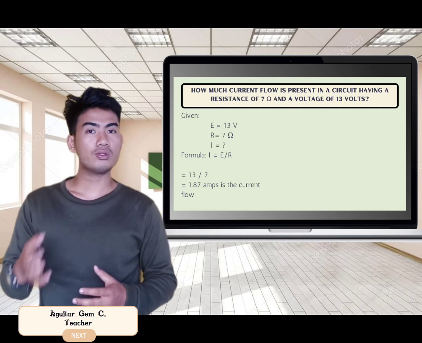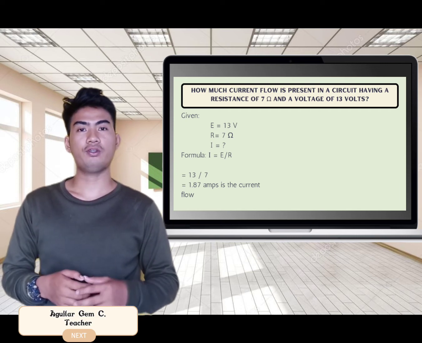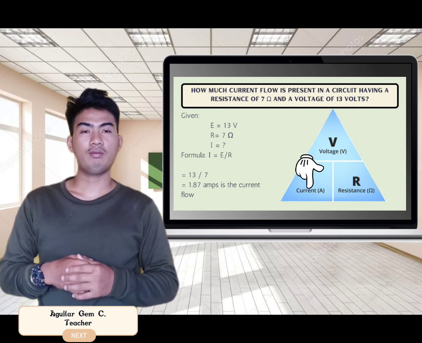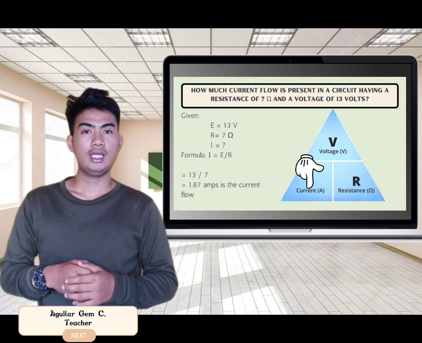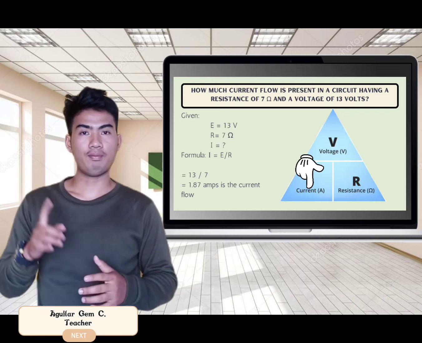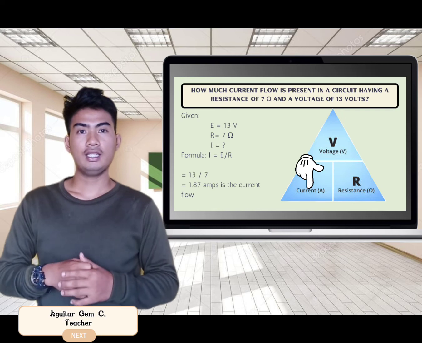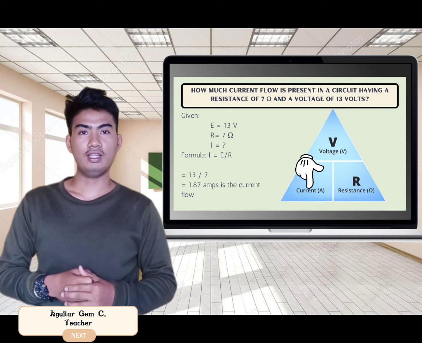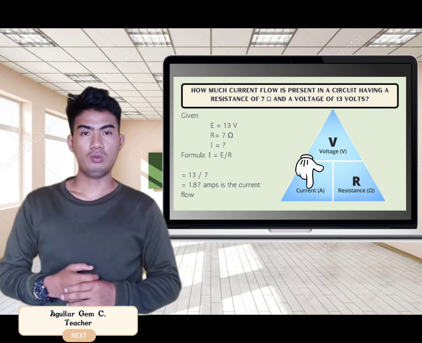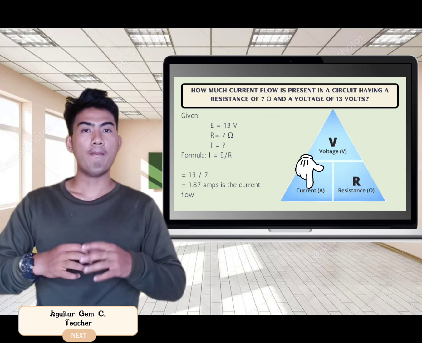And let's try also the triangular mapping. So point your finger to the current symbol, and basically you have a formula, which is I equals E over R, or voltage divided by resistance. So step number 2, substitute, then divide 13 by 7. The answer will be 1.87 amps. So don't forget to write the unit of measurement.